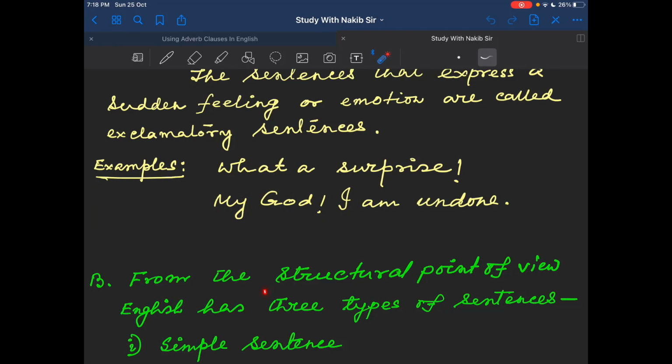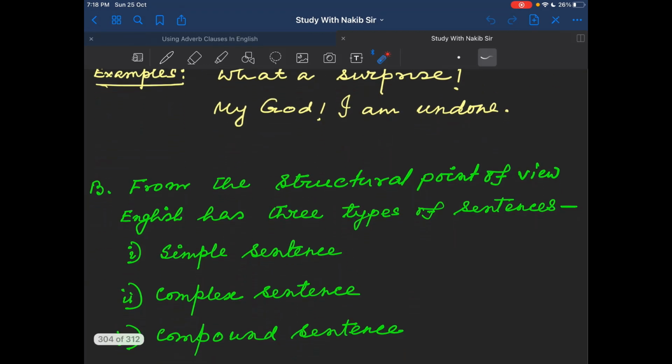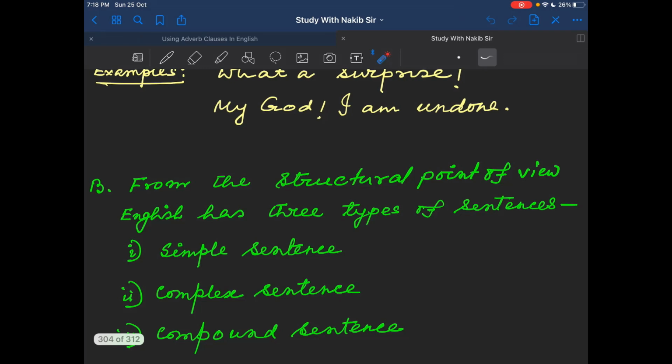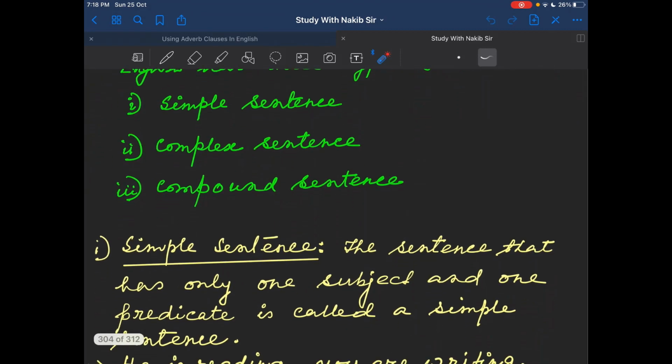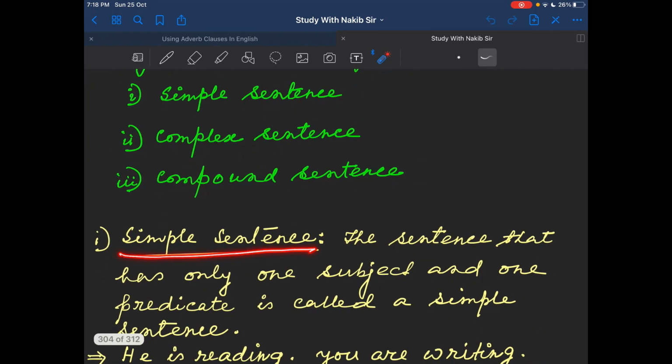Now from the structural point of view, English has 3 types of sentences. Number 1, simple sentence. And number 2, complex sentence. And number 3, compound sentence. Now see, what is a simple sentence?